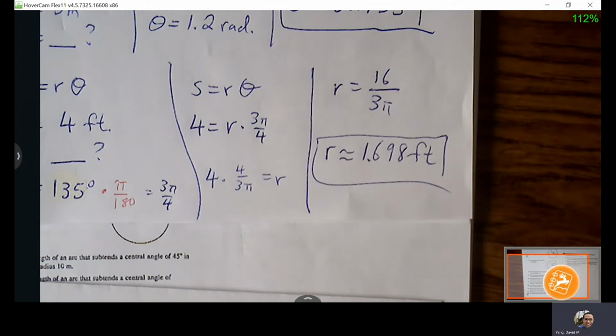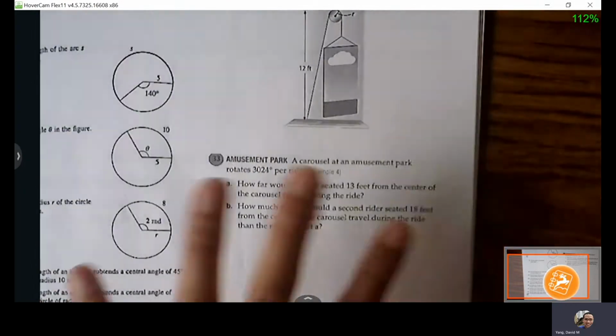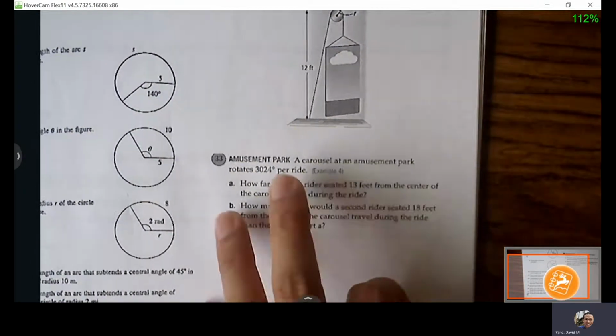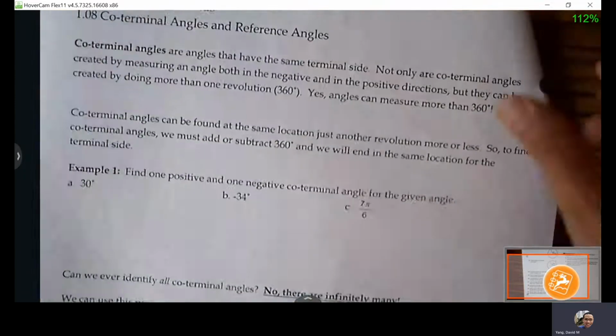All right, any questions with these types of problems? Okay, you're just using one formula, but then we've got to be careful with theta, adjusting it accordingly when we need to. Okay, all right, let's go to page 19, that is your homework. I want to go ahead and start 1.08.